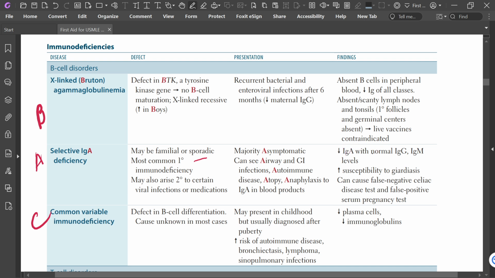There is decreased IgA with normal IgG and IgM levels, increased susceptibility to giardiasis, and it can cause a false negative celiac disease test and a false positive pregnancy test. There may be a false positive serum pregnancy test and a false negative celiac disease test.